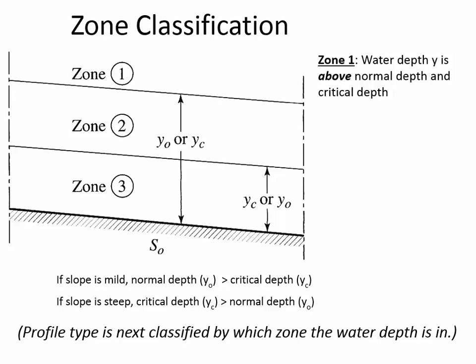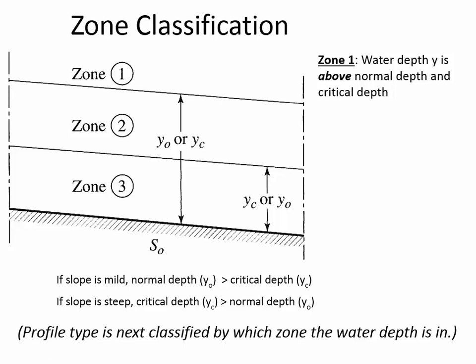So 1 at the top, 3 at the bottom, and the zones, basically, if the water at the certain location is in zone 1, then let's say the conditions were mild, then that would be an M1 profile. If you had a mild slope and the flow depth is greater than both yn and yc, the normal depth and the critical depth, that puts you into zone 1. Here you see it says y naught or yc. It's because this diagram could be true for either a steep slope or a mild slope.